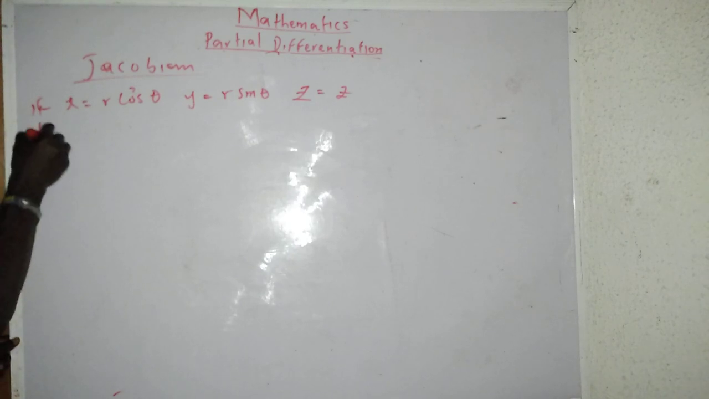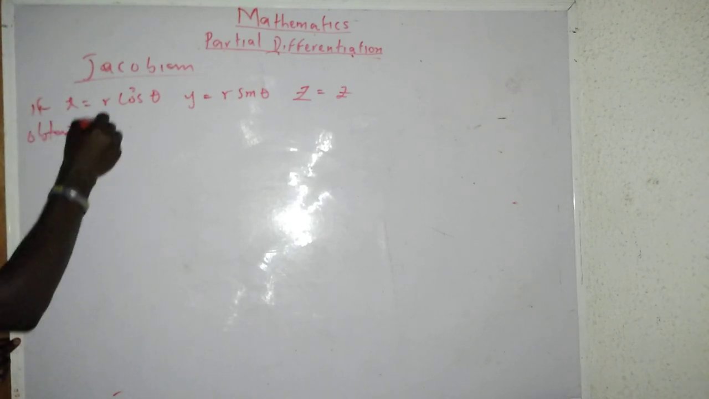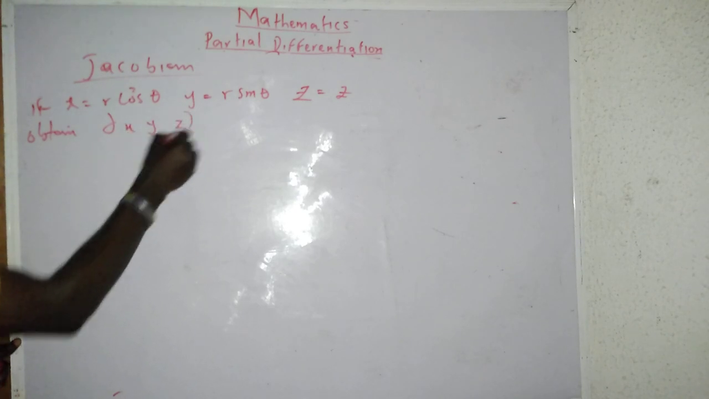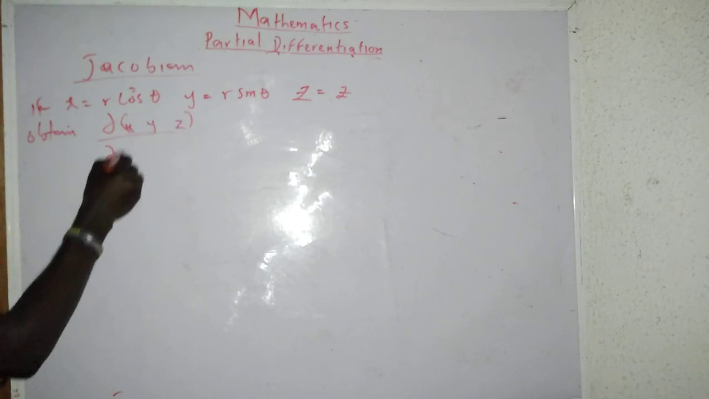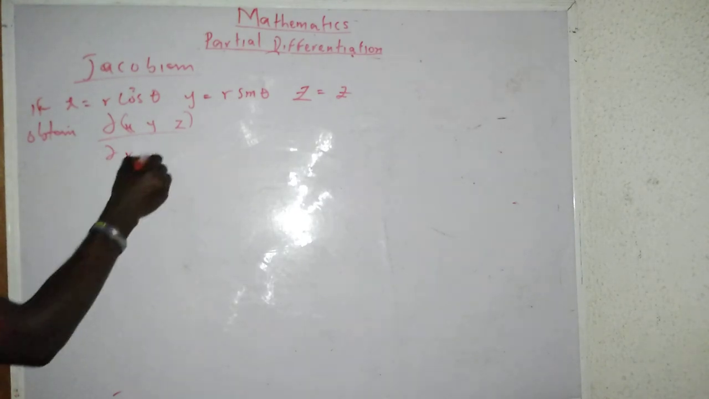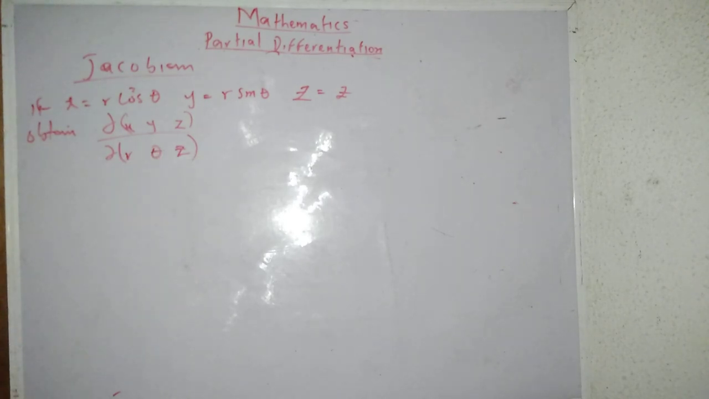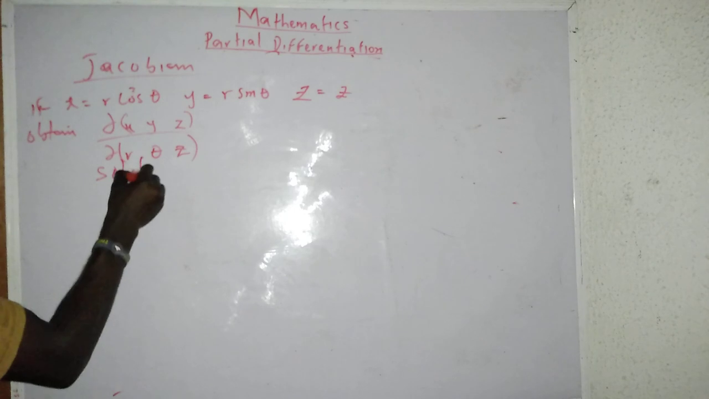Now, obtain the Jacobian, which is the Jacobian of x, y, z over r, theta, and z. Now, I have nothing to do but solve this. It's very simple.